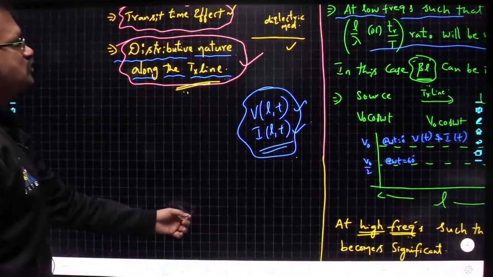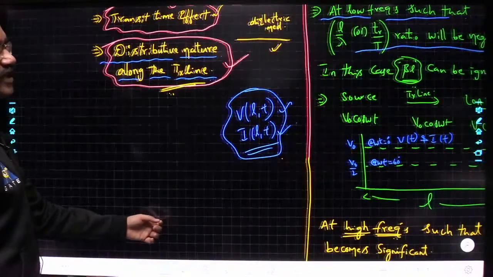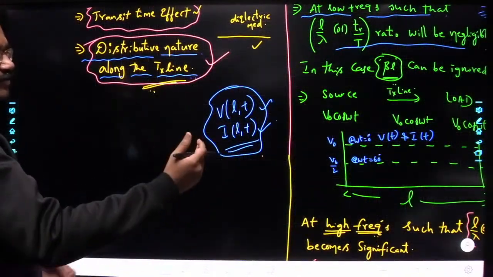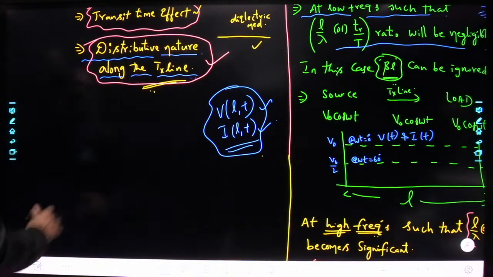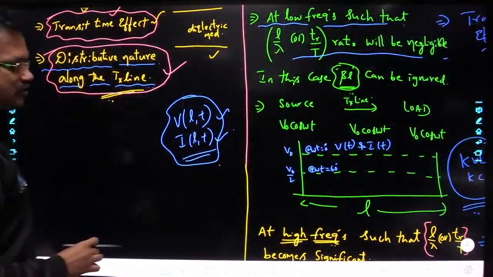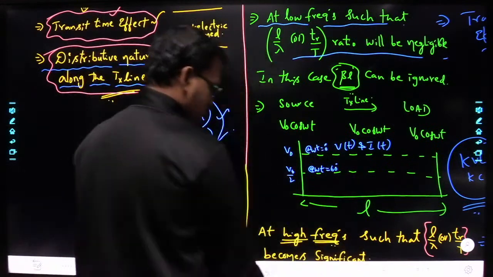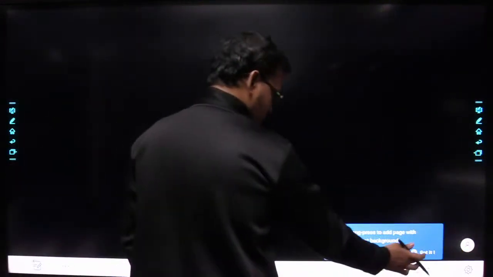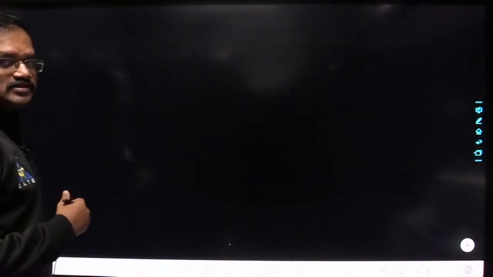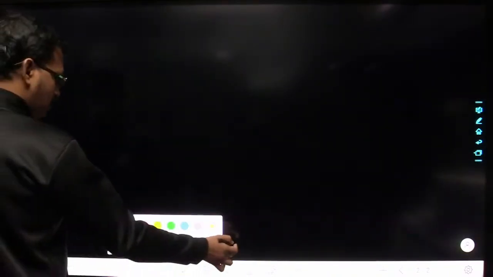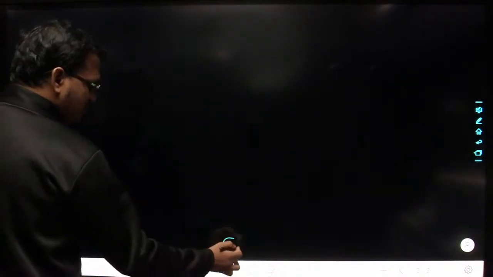Okay. So we are going to deal with transmission lines at high frequencies, such that the L by lambda ratio or TR by T ratio will become significant. Next we will deal with the distributive nature along the transmission line. If you want to understand transit time effects in detail, please refer to the previous lecture. I have just revised whatever I did in the previous lecture, that's it.